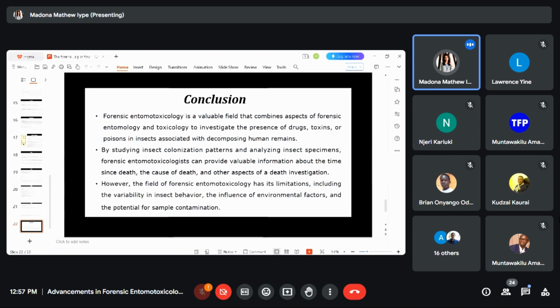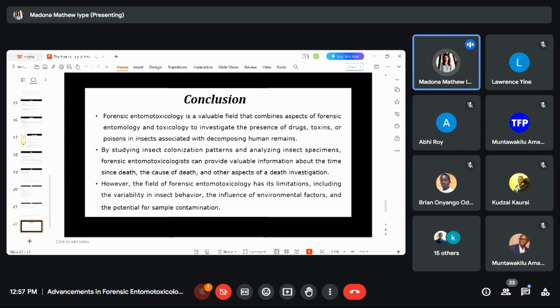Now let's come to the conclusion. Forensic entomotoxicology is a valuable field that combines aspects of forensic entomology and toxicology to investigate the presence of drugs, toxins, or poisons in insects associated with decomposing human remains. By studying insect colonization patterns and analyzing insect specimens, forensic entomotoxicologists can provide valuable information regarding the time since death, the cause, and other aspects as well.